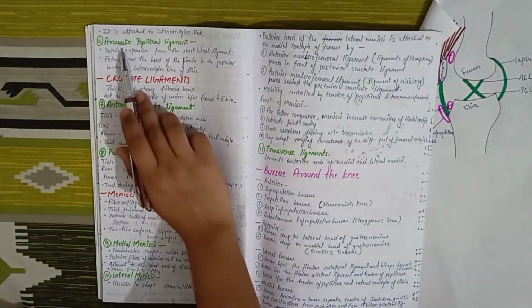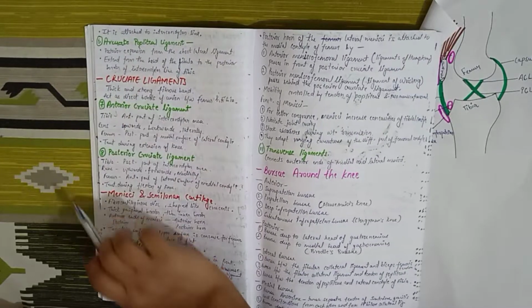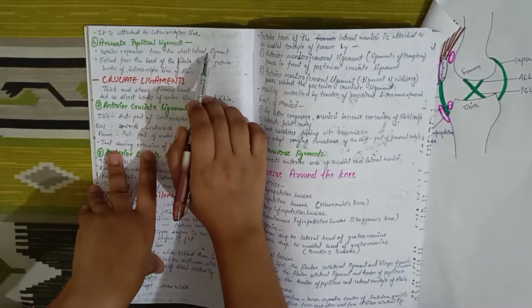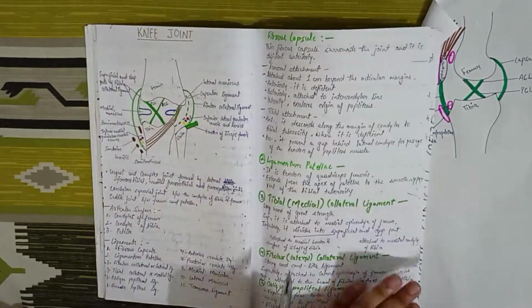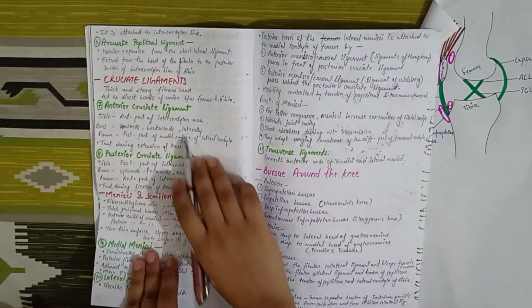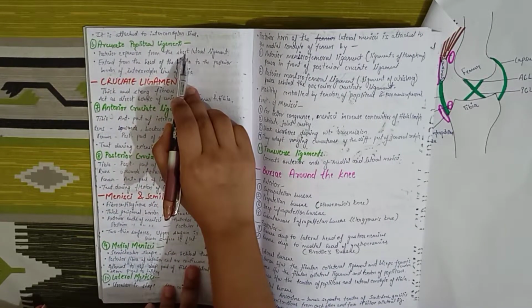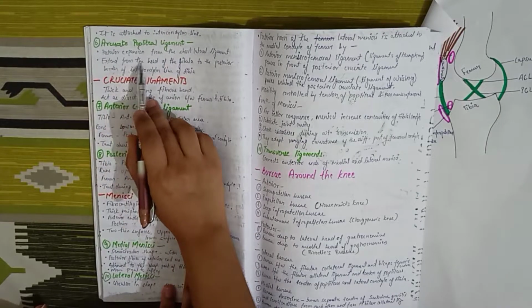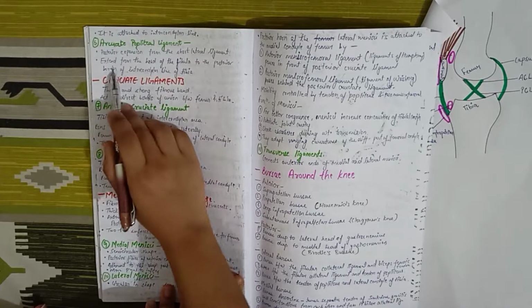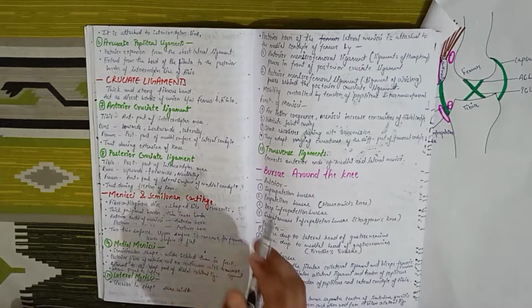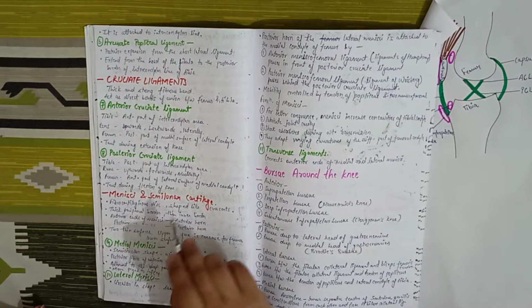The next ligament is the arcuate popliteal ligament. It is a posterior expansion from the short lateral ligament. The lateral ligament is the fibular collateral ligament. It extends from the head of the fibula to the posterior border of the intercondylar line of the tibia. So our next ligament is the cruciate ligament.